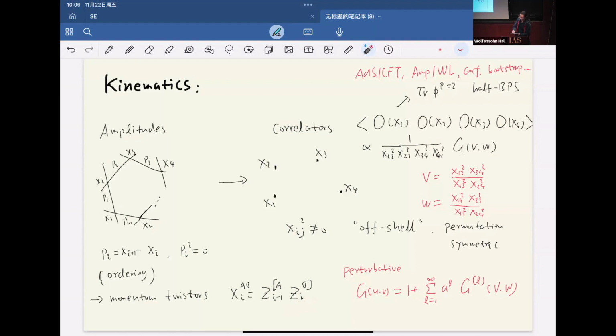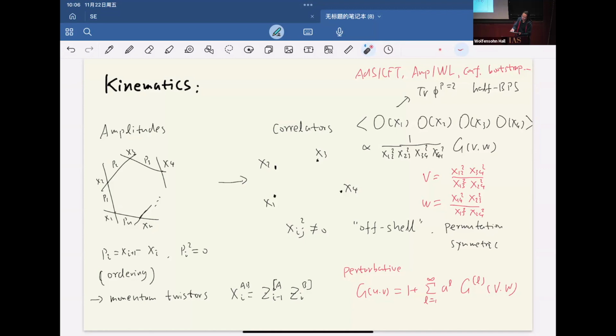Now, what about correlators? For correlators, you don't have momentum. Everything lives in coordinate space, so you directly have some points. And unlike in this case, they don't form any polygon because they are just off shell. So every x_ij squared is just non-zero. So you just think about the correlator as depending on, say, 4 arbitrary points.